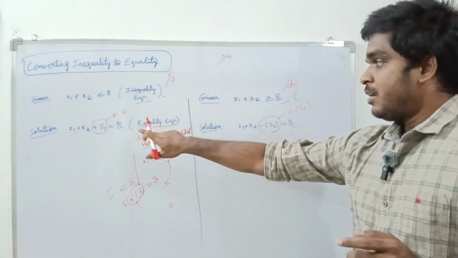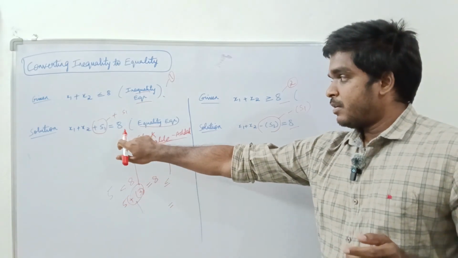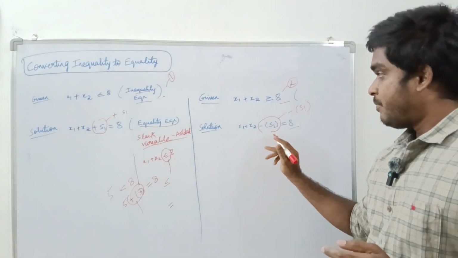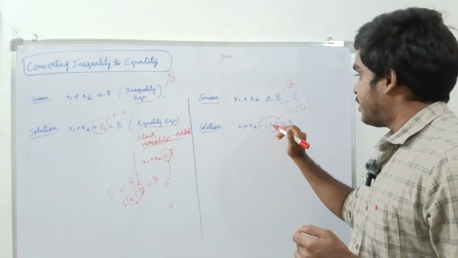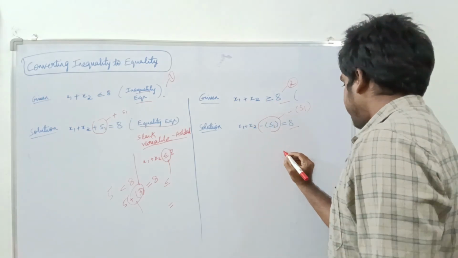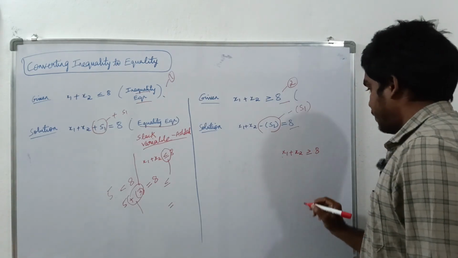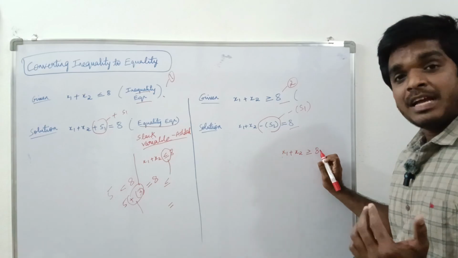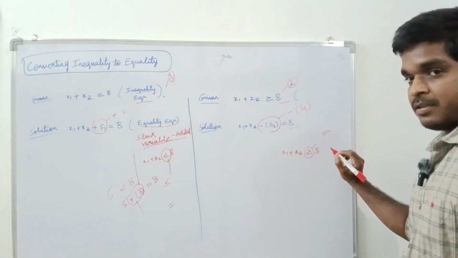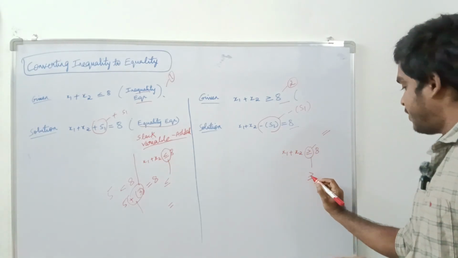Similarly, as we have taken an example, we have chosen a value for this inequality equation, the same process will be applied. So let us take this equation, x1 plus x2 greater than or equal to 8. If you observe, this has to be changed to equal to sign, right? Now let us take this symbol greater than or equal to.